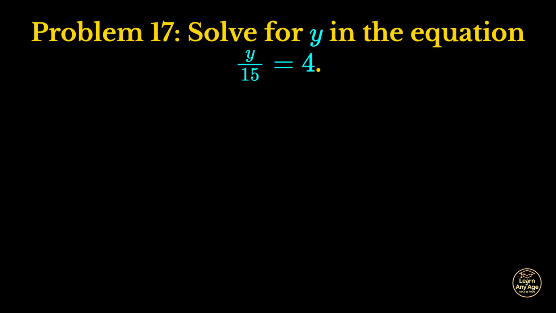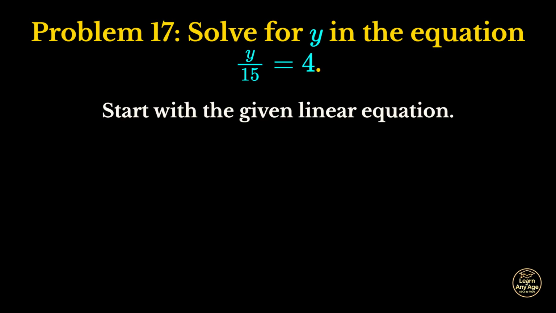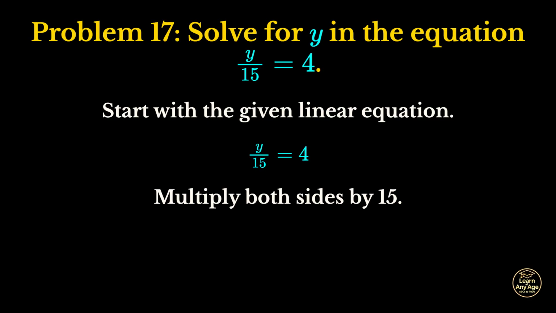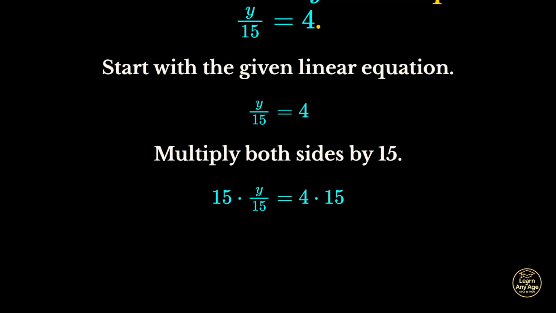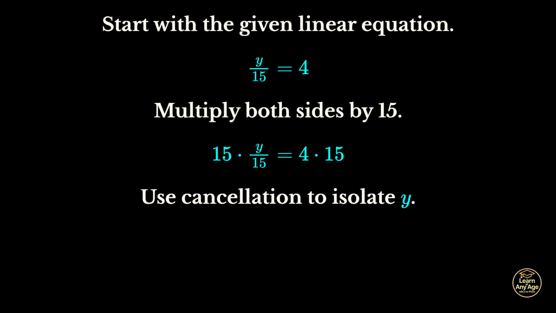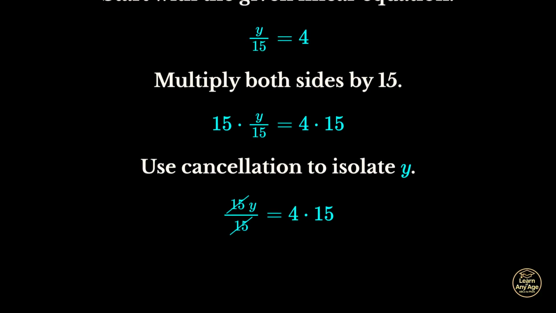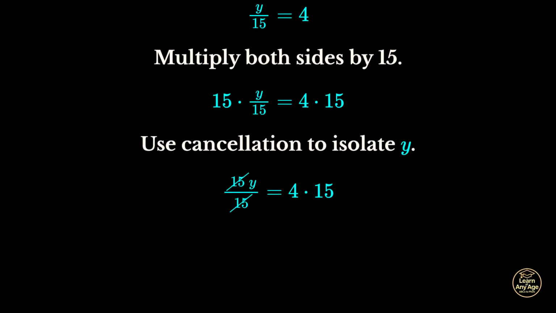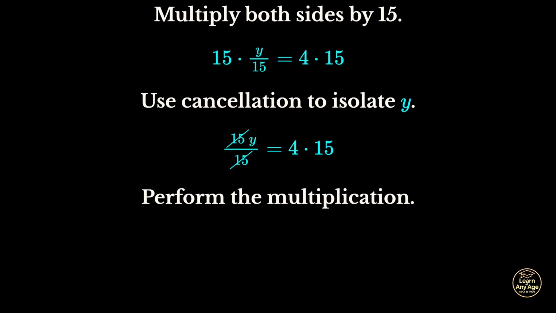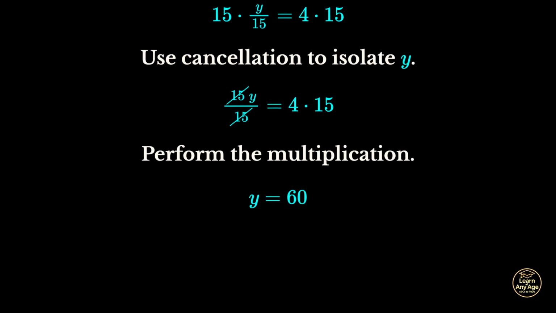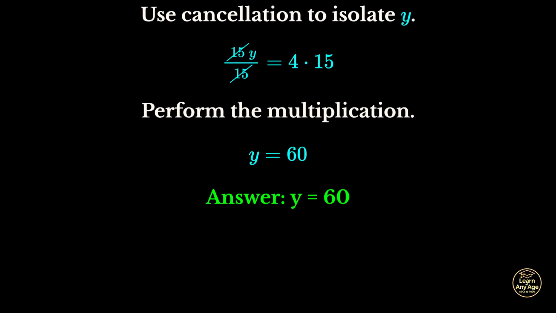Problem 17, solve for y in the equation y over 15 equals 4. Start with the given linear equation. Y over 15 equals 4. Multiply both sides by 15. 15 times y over 15 equals 4 times 15. Use cancellation to isolate y. 15 cancelled out, y over 15 cancelled out equals 4 times 15. Perform the multiplication. Y equals 60. Answer, y equals 60.